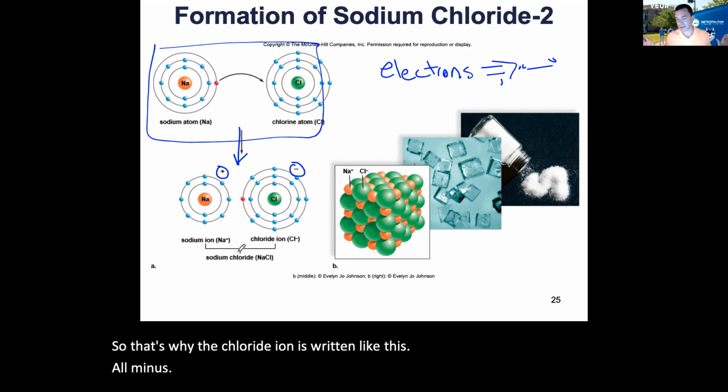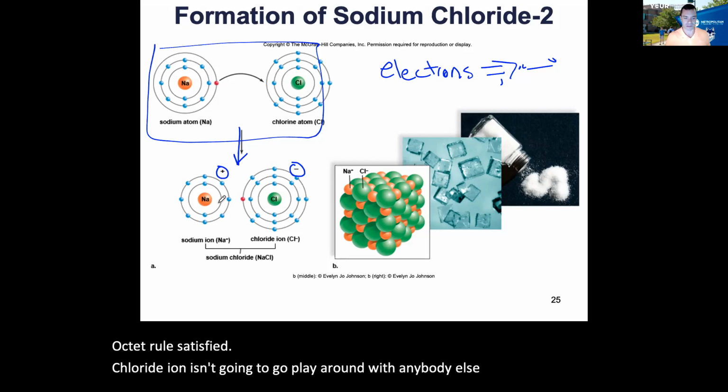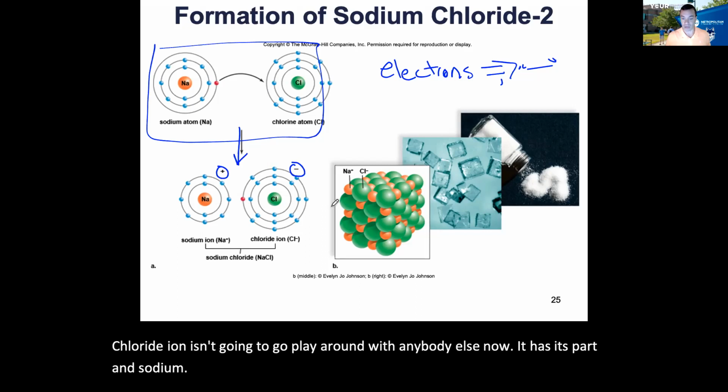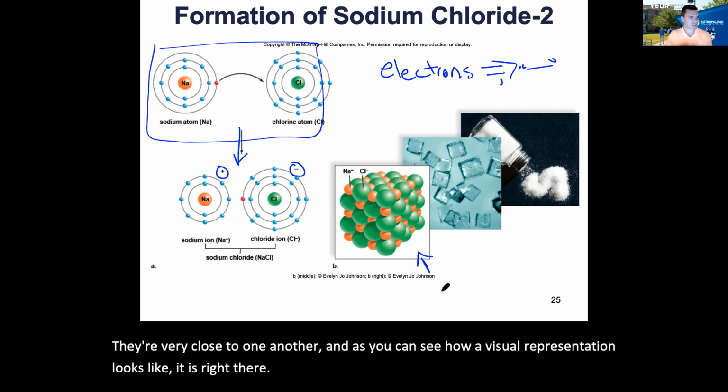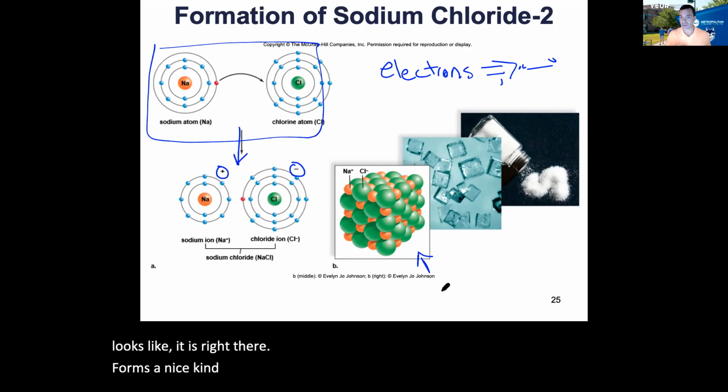Octet rule is satisfied. Okay? Chloride ion isn't going to go play around with anybody else now. It has its partner, sodium. They're very close to one another. And as you can see, a visual representation looks like this. It forms a nice kind of rigid structure, and you know it as salt. NaCl is salt.